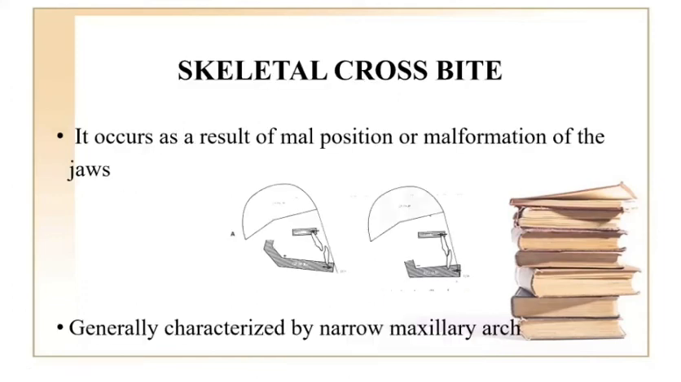Now coming to the skeletal crossbite, it occurs as a result of malposition or malformation of the jaw, generally characterized by narrow maxillary arch.